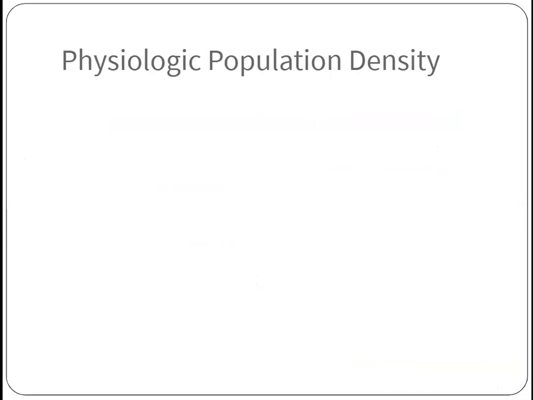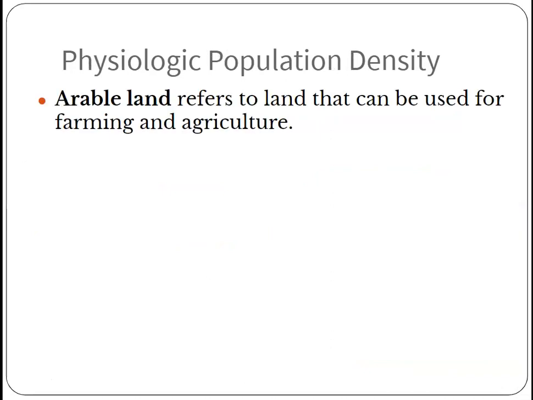So instead, we use something called the physiologic population density. And we have to talk about something called arable land before we can talk about physiologic population density. So, arable land means land that can be used for farming and agriculture because humans have to eat, right? If we don't eat, then we don't survive.